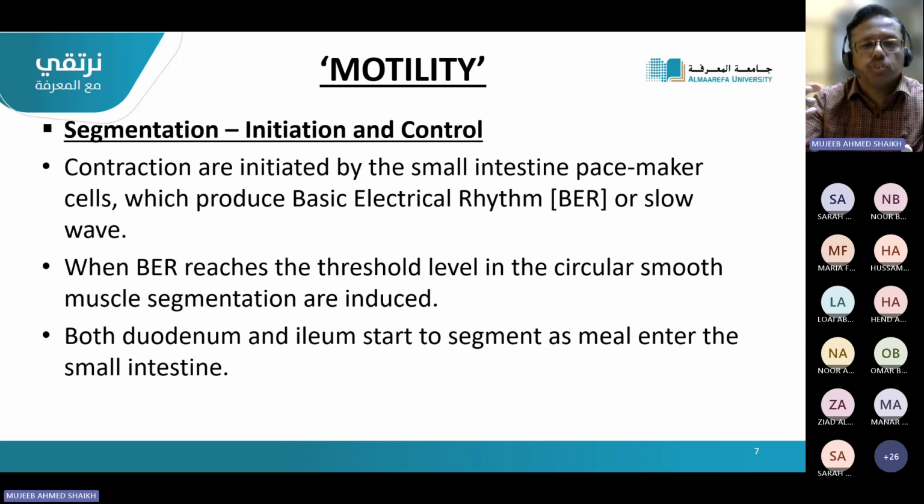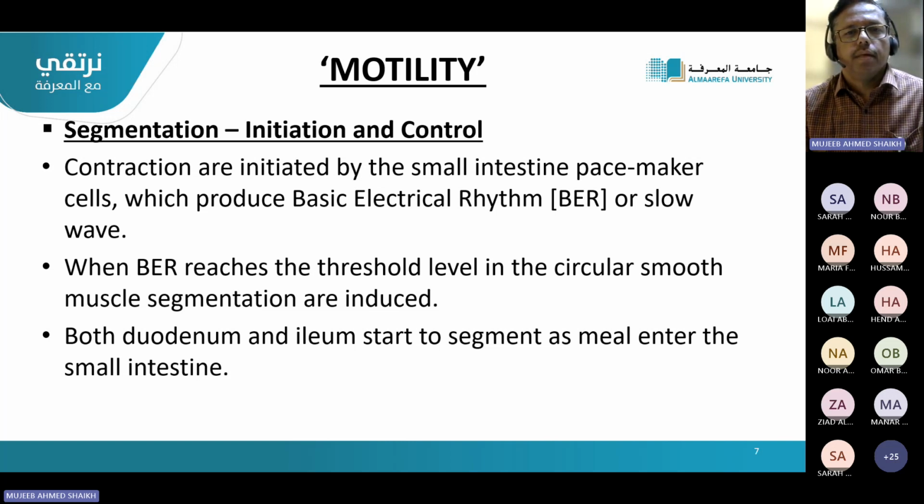If it is stretched, or stimulated by some chemicals or hormones, it will reach the threshold level and an action potential will be generated here. Here also, if they reach the threshold potential, then an action potential will be generated. This movement, going up and down in the electrical property of the muscles, is known as the basic electrical rhythm.